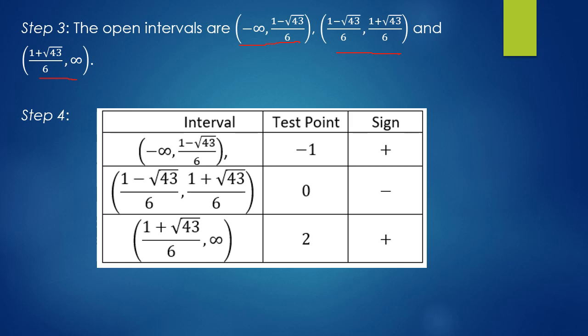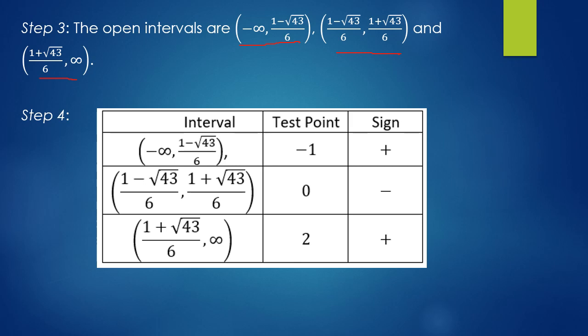Choosing the test point was being guided by the approximation of the value. So again, 1 minus square root of 43 over 6, that was negative 0.96. So we use here the test point negative 1. Again, this is a negative number, this is a positive number, so the best test point that we can choose is 0. And then this one here, this was 1 point something, so the test point that we use is 2.